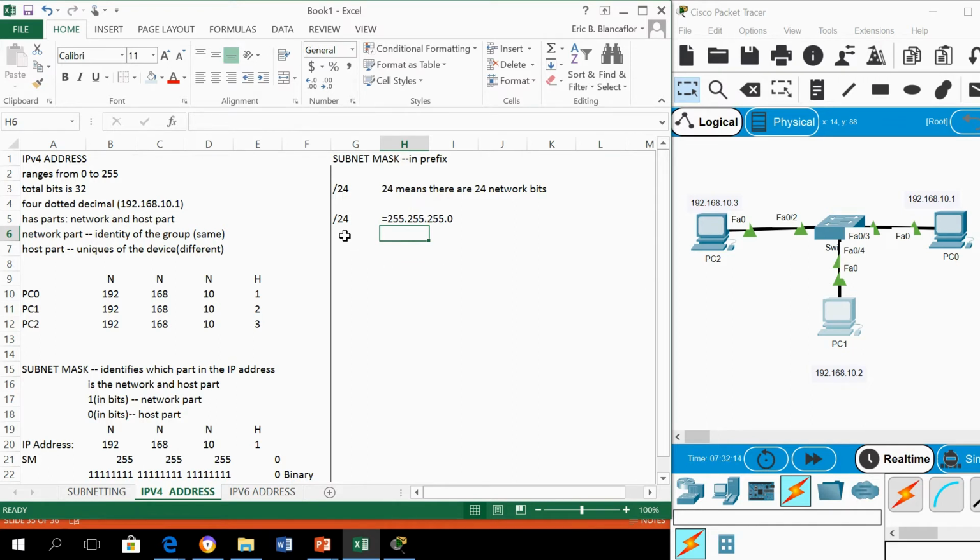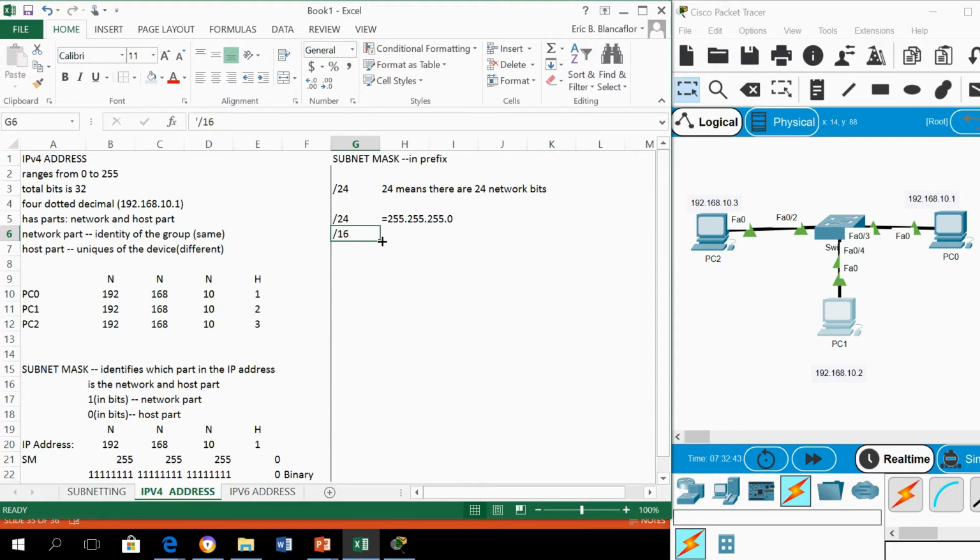Okay? Again, let's have an example. Say /16. If you notice, maybe you notice I'm adding a single quote here. It's only in Excel, so that it will only display the slash. The single quote has nothing to do with our discussion, okay?